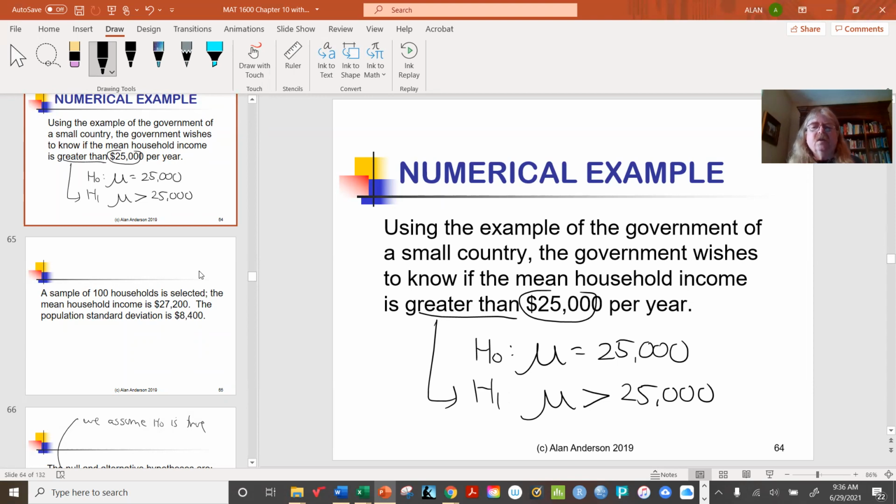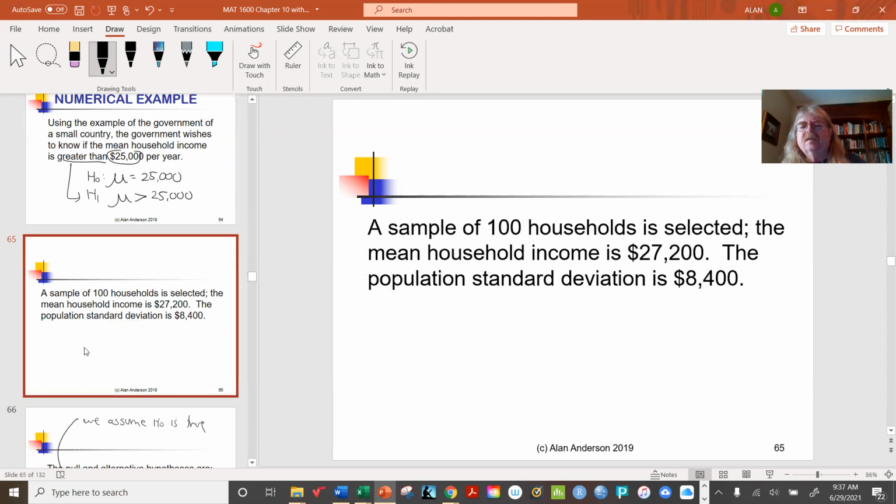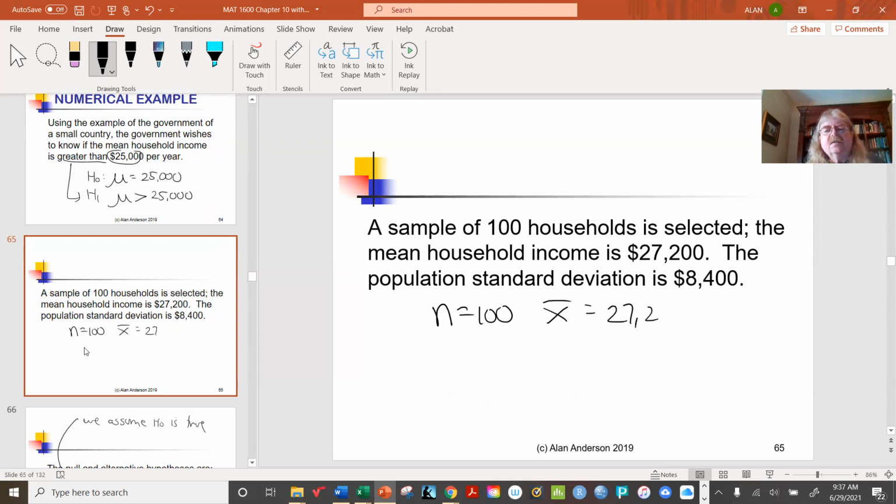So we draw a sample of 100 households, and we calculate the sample mean. And in this case, it turns out that we are going to assume, or that we know, the population standard deviation. Okay, so we know that n is 100, x bar is 27,200, and sigma is 8,400.